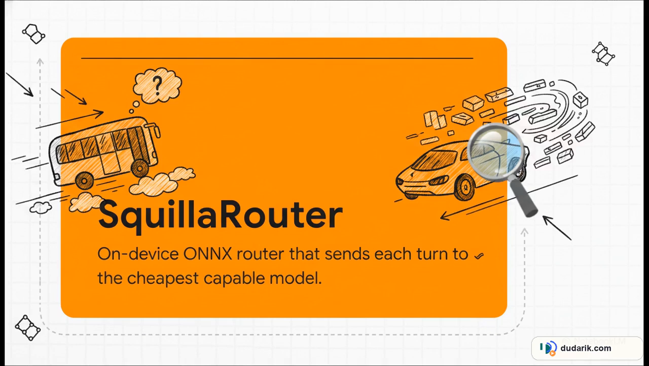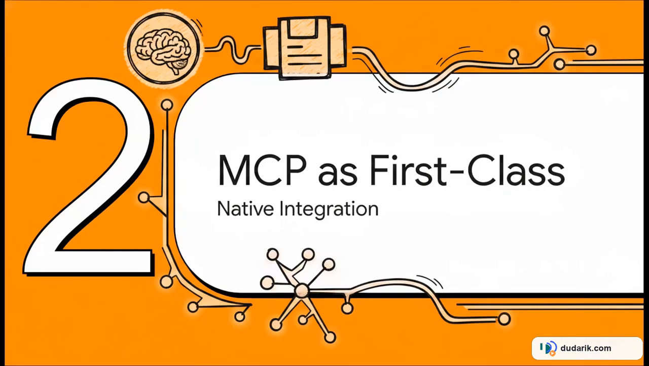And here's the kicker. Because it runs locally right on your device using Onyx, it doesn't add any external API latency or extra token costs just to make that routing decision. It's incredibly smart. All right, moving on to Section 2, MCP as a first-class protocol.